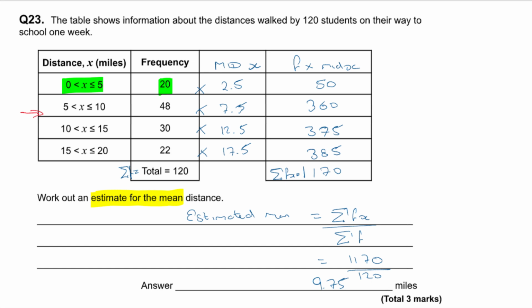If you have a look at there, you know, masses of people in the middle there. I think 9.75 looks very sensible as an answer. It's kind of in the middle of the distances everybody walked. Okay, so don't move on before you just think, is my answer sensible? And if it isn't, go back and check, because you've made an error.